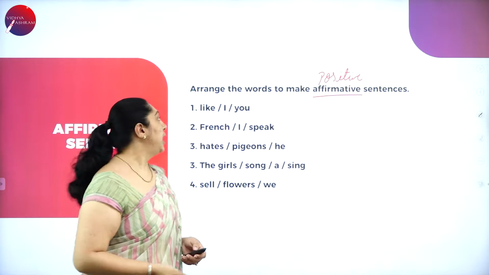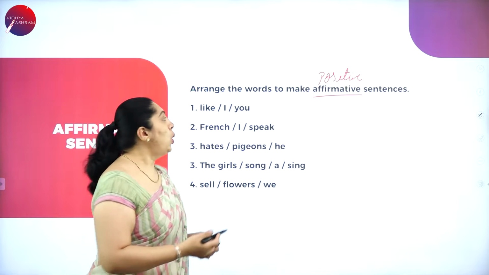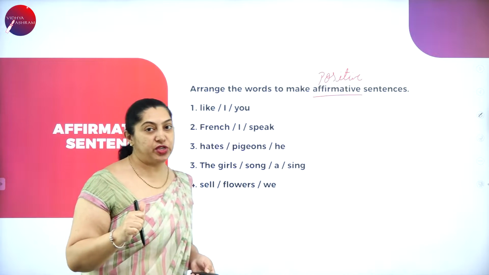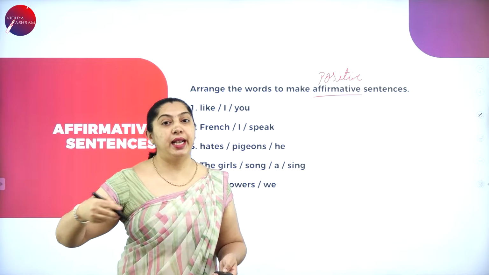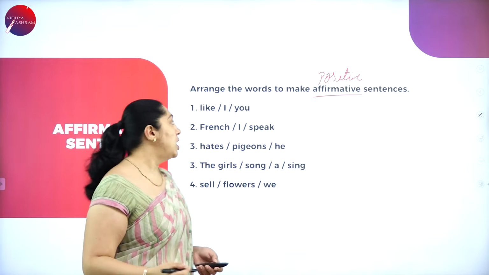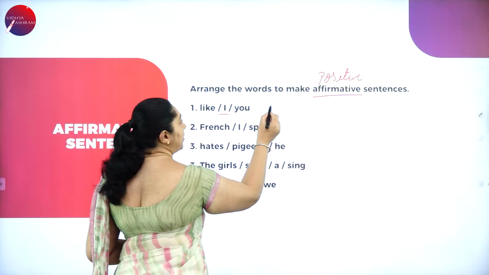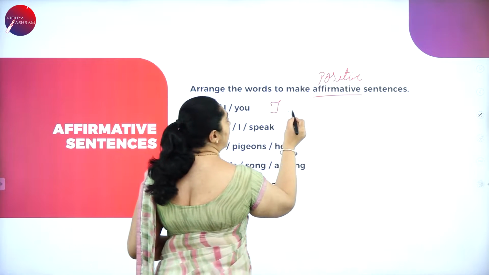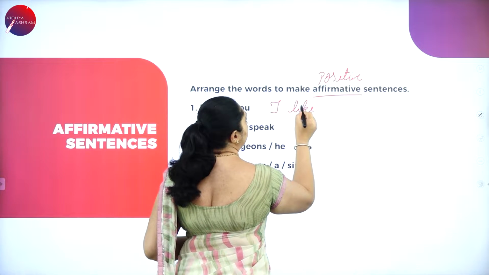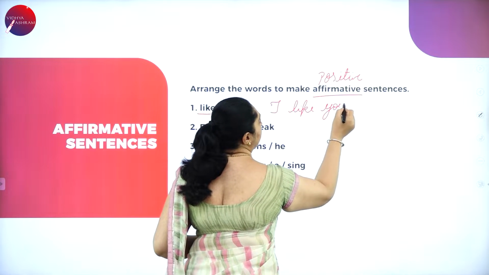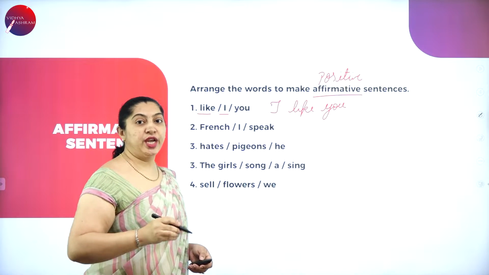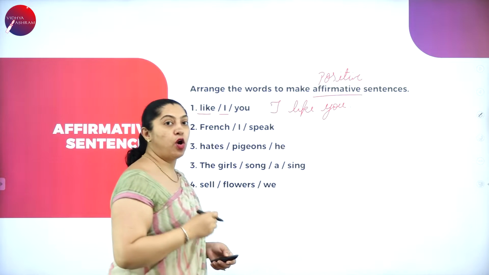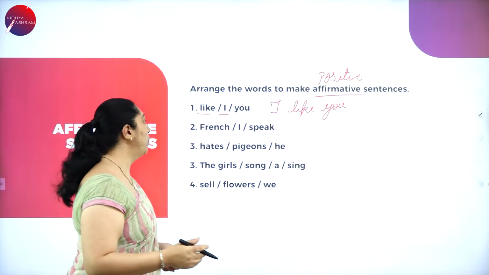Let's see. Like, I, you. So, when you start writing the answer for this, first you need to write the subject. Then comes the verb, and at last the object. So, here the subject is I. Subject is I, and the verb is like. I like you. When you know the subject and the verb, then you can easily write the object. Then the other things follow.